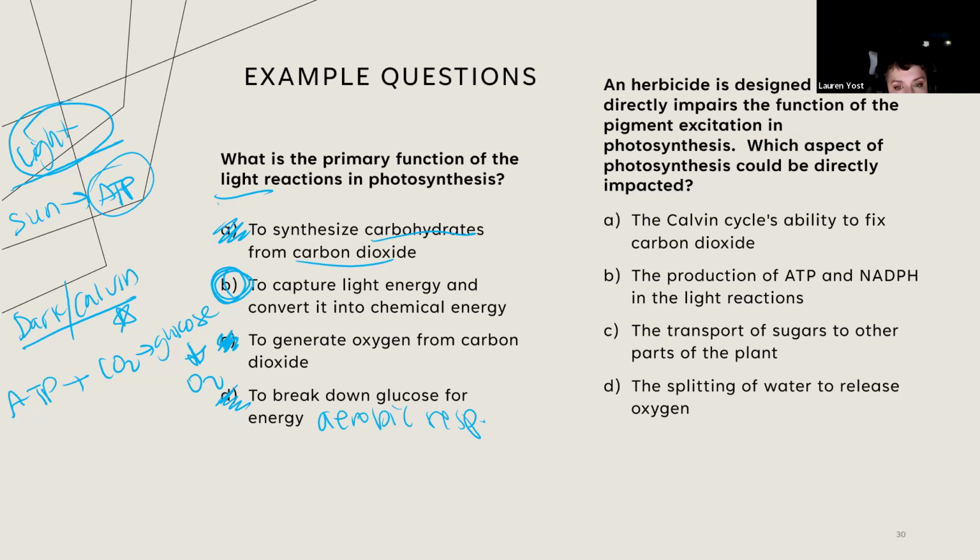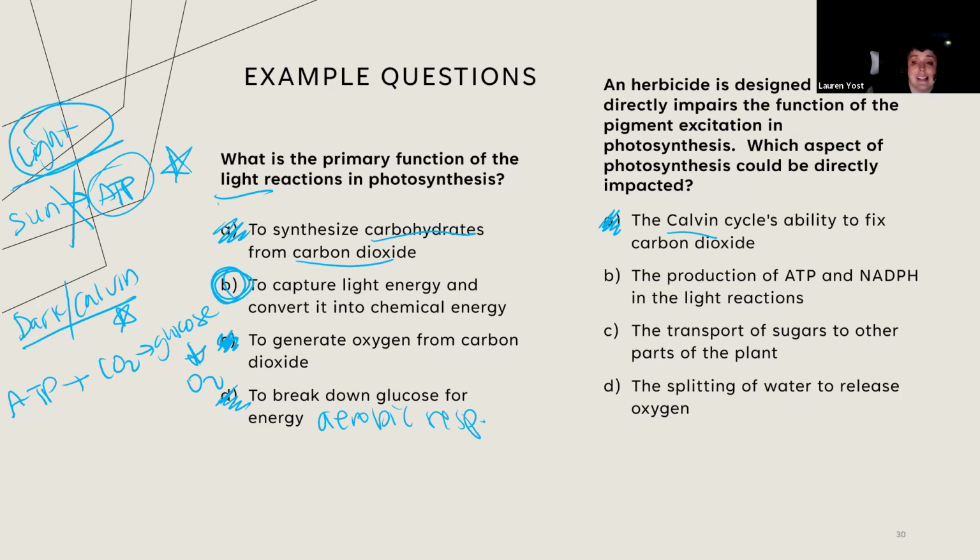All right, and then our last question, an herbicide is designed that impairs the function of pigment excitation in photosynthesis. Which aspect of photosynthesis could be directly impacted? If you can't get the ATP made from the sun, that's what I'm assuming. So will this affect our Calvin cycle's ability to fix carbon dioxide? No, because if you're impacting the pigments, you're impacting this step right here, not the Calvin cycle step.